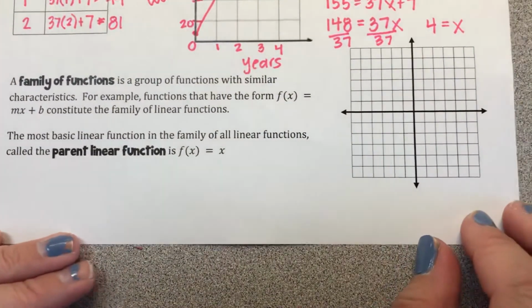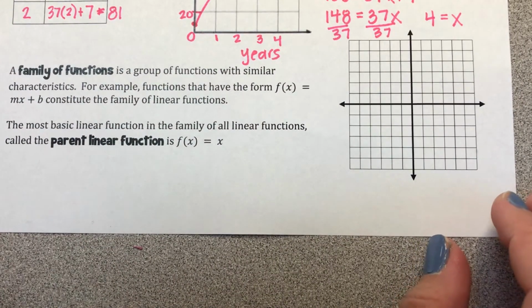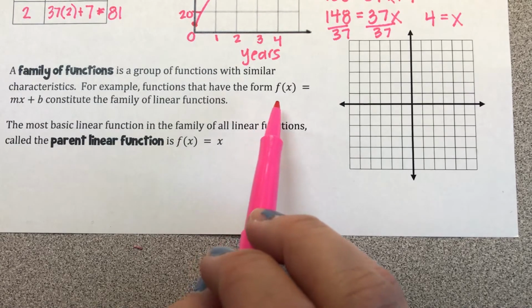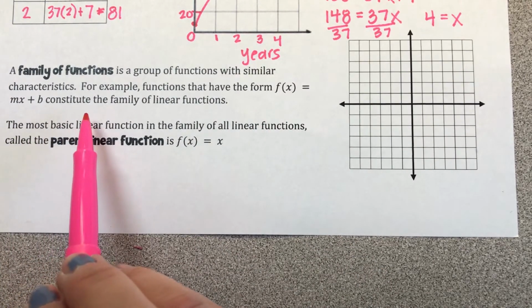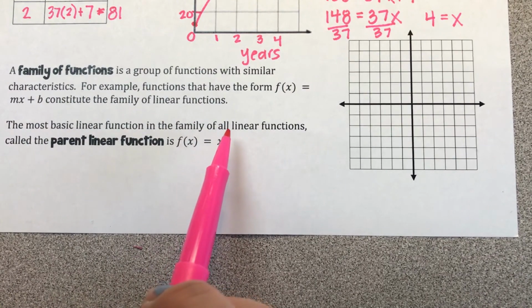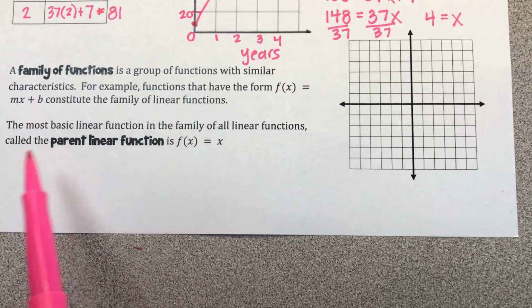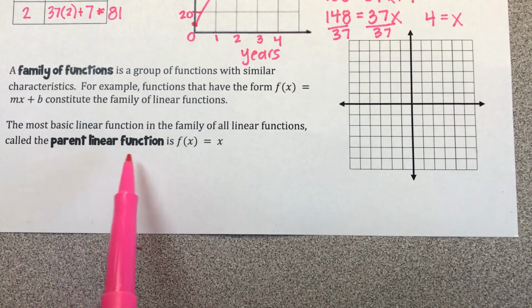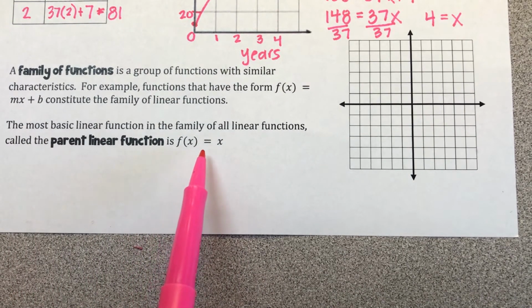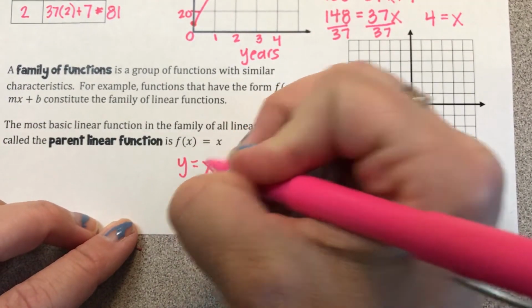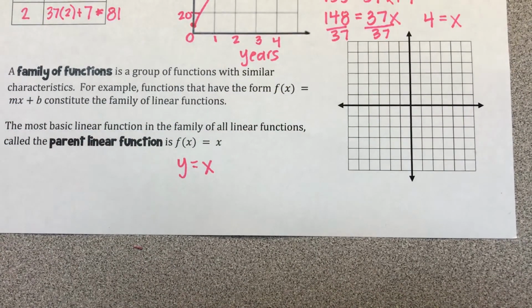Okay, the next thing we have to talk about is a family of functions. It's a group of functions with similar characteristics. For example, functions that have the form f of x equals mx plus b constitute the family of linear functions. The most basic linear function in the family of all linear functions is called the parent linear function, and that's f of x equals x. Okay, so just to kind of re-explain it, because we know f of x is the same thing as y, y equals x is called the parent function.